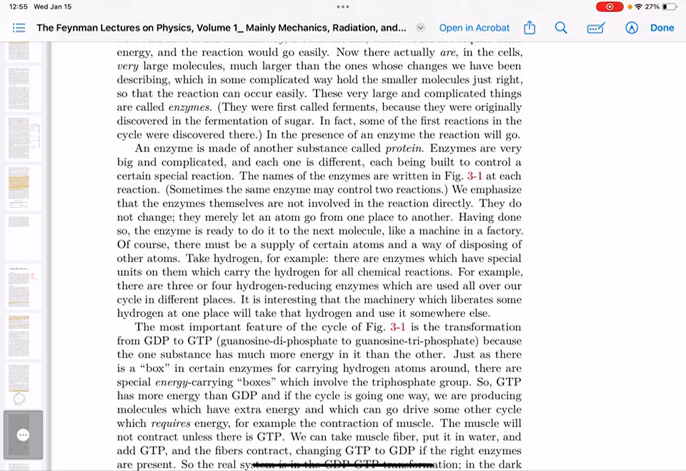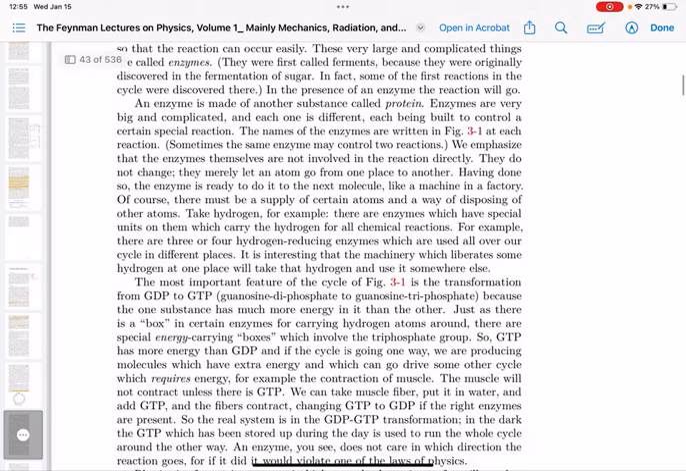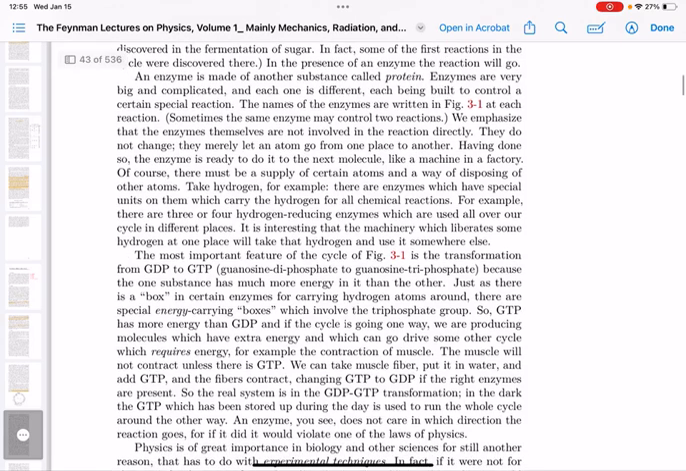They were first called ferments, because they were originally discovered in the fermentation of sugar. In fact, some of the first reactions in the cycle were discovered there. In the presence of an enzyme, the reaction will go. An enzyme is made of another substance called protein.